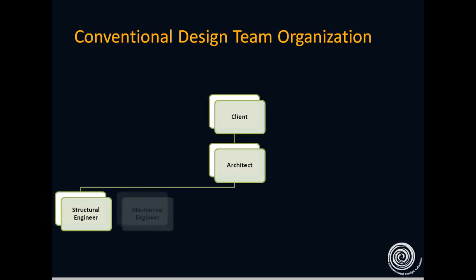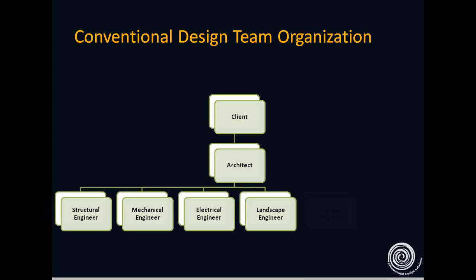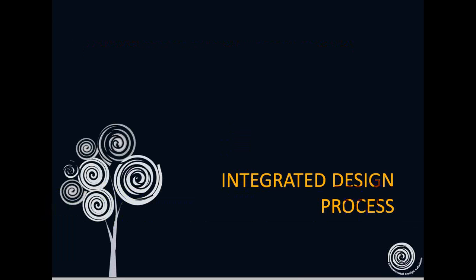This slide shows the typical organization chart for the conventional design process, in which the client's primary contact is the architect, who coordinates with the other team members such as structural engineer, mechanical engineer, electrical, landscape, facade engineer, and transportation engineer in a hierarchical structure. Now let us try to understand how the integrated design process is different.